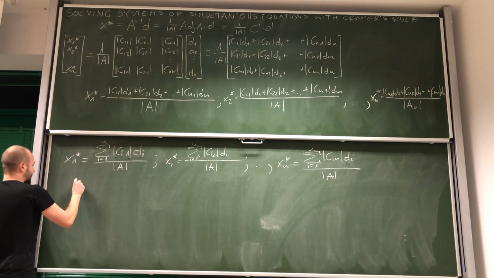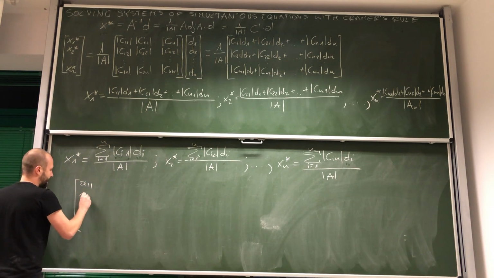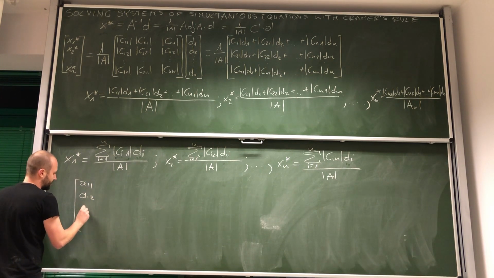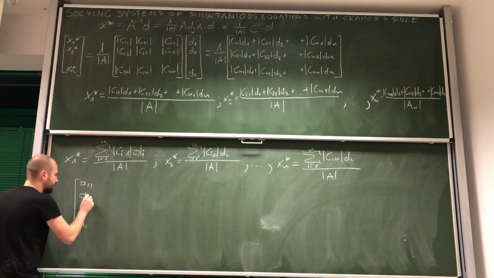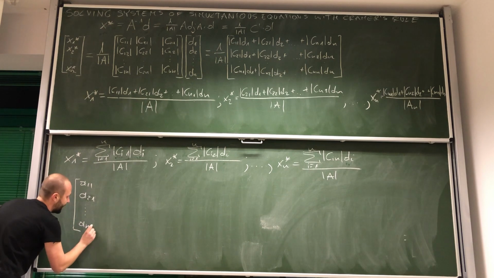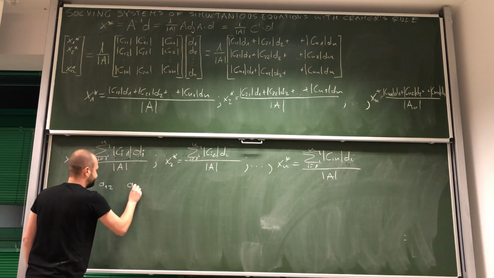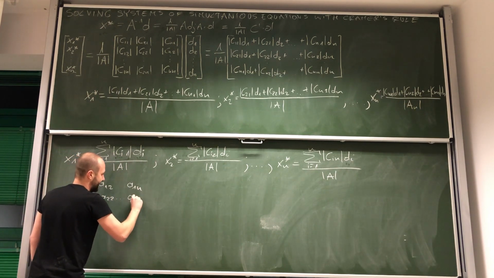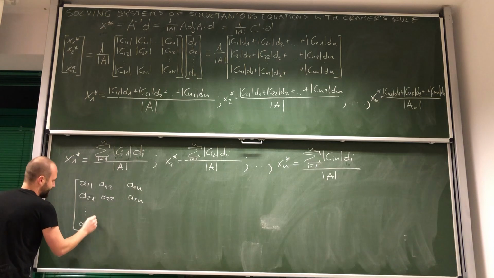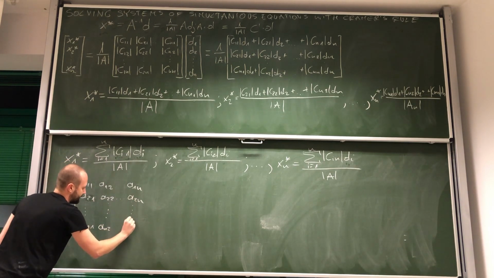So look, our matrix A is A11, A12 until A1n, A21 until An1, A12 until A1n, A22 until A2n, and of course here An2, until Ann.